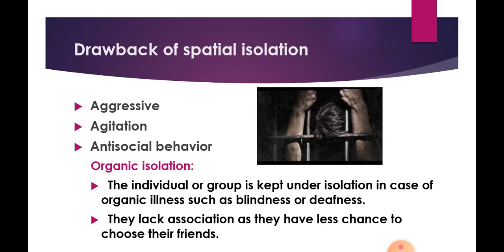The second type of isolation is organic isolation. The individual or group is kept in isolation in case of organic illness such as blindness or deafness. This isolation is for those who have some physical abnormality, like blind people and deaf people. The next point is that they lack association and have less chance to choose their friends, meaning they have less association and fewer options to choose their friends.